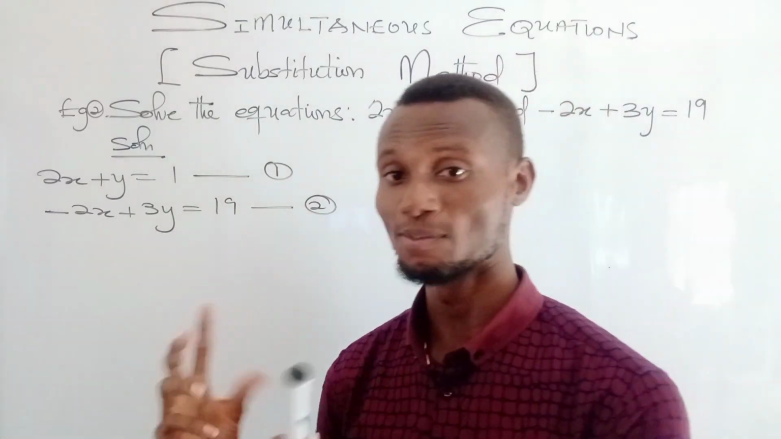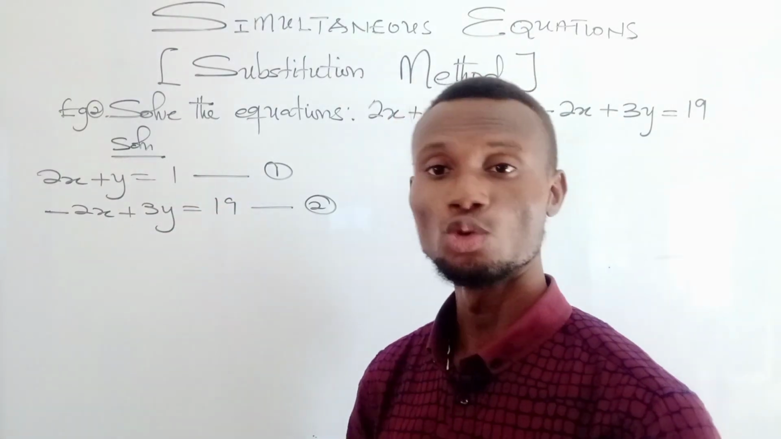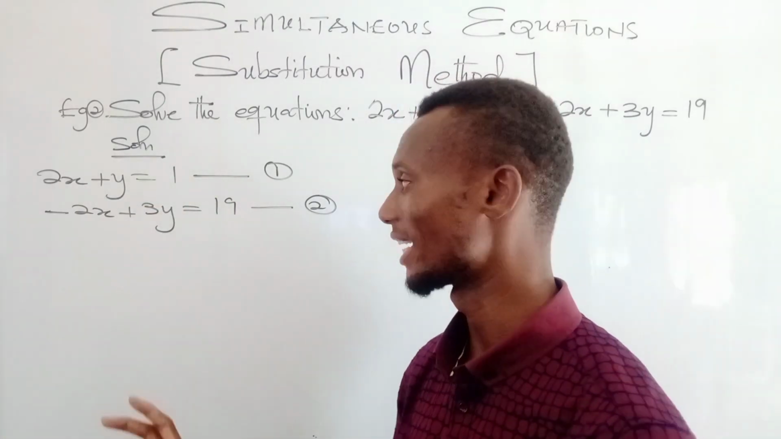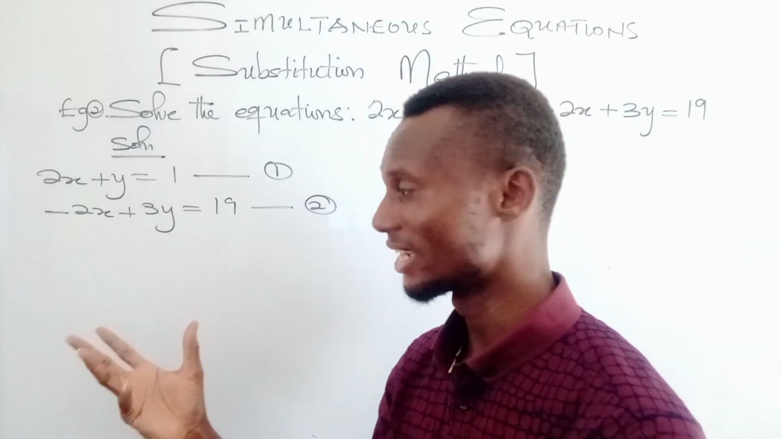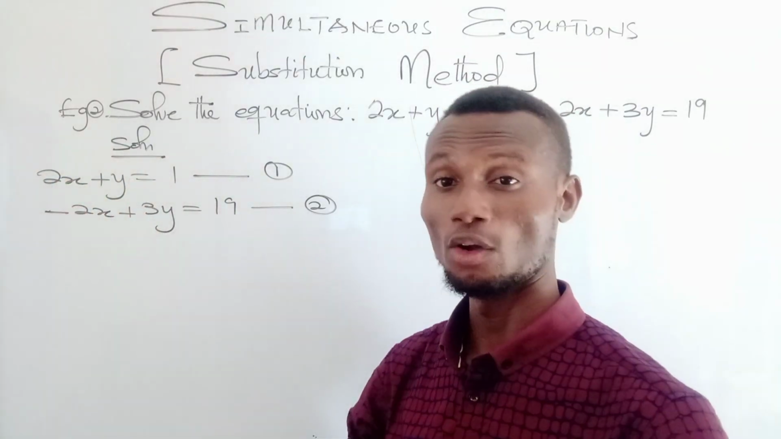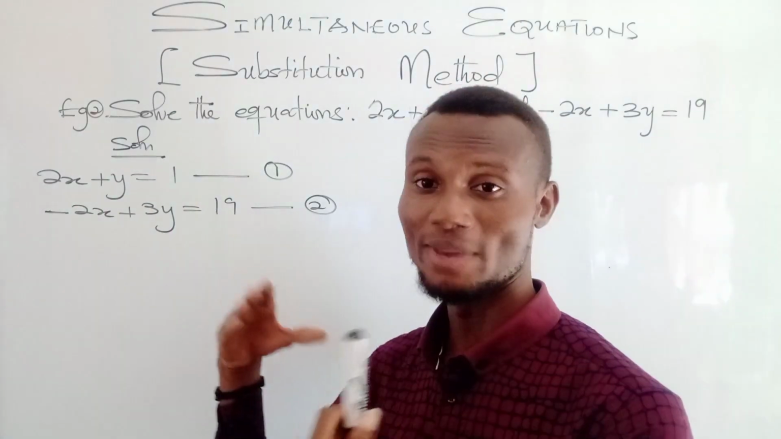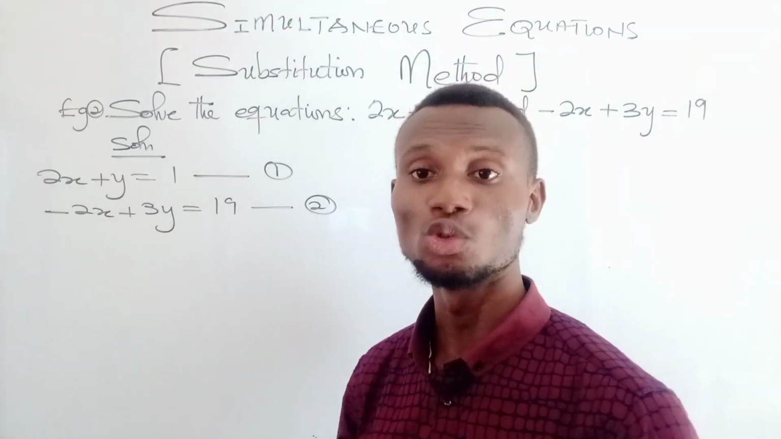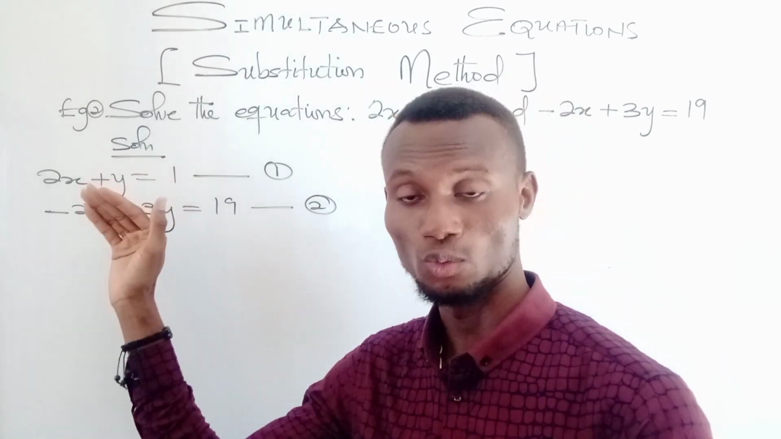I've explained from the first video that the next step is that you choose to make any variable the subject from any of the given equations. You can choose to make x the subject from equation 1, or y the subject from equation 1, or if you want to start with equation 2, you can make x or y the subject from equation 2. You'll get the same answer, but I will prefer to start with equation 1.